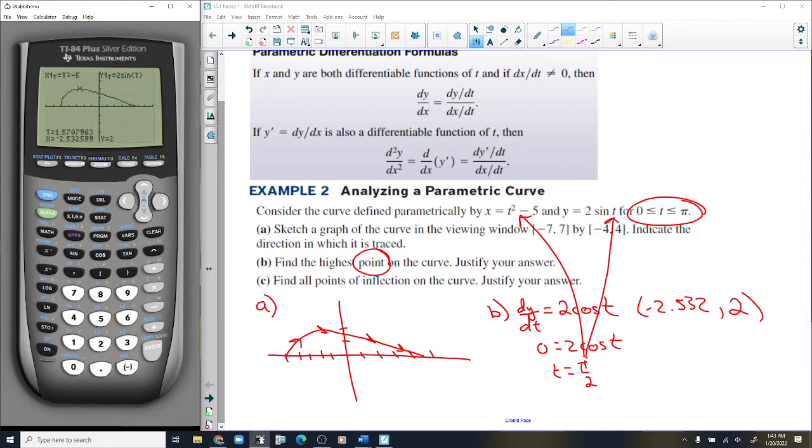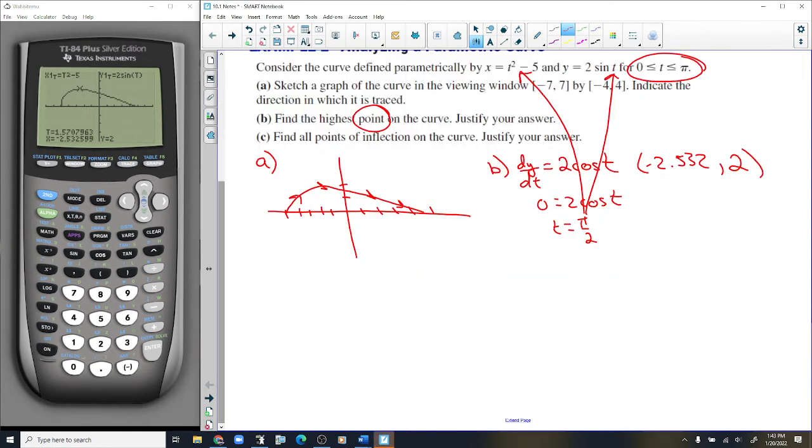C. Find all points of inflection on the curve, justify your answer, which means now we're taking the second derivative. So let's get the first derivative, dy/dx. Well, we got the dy, 2 cosine t, over dx/dt, which would be 2t. There's the first derivative, and those 2's will cancel out. We can cancel as we go.